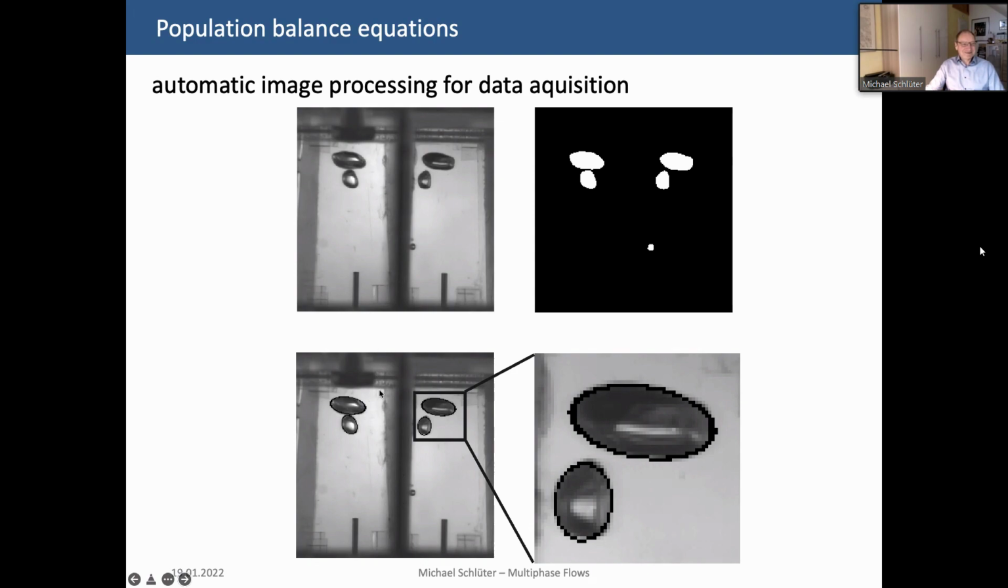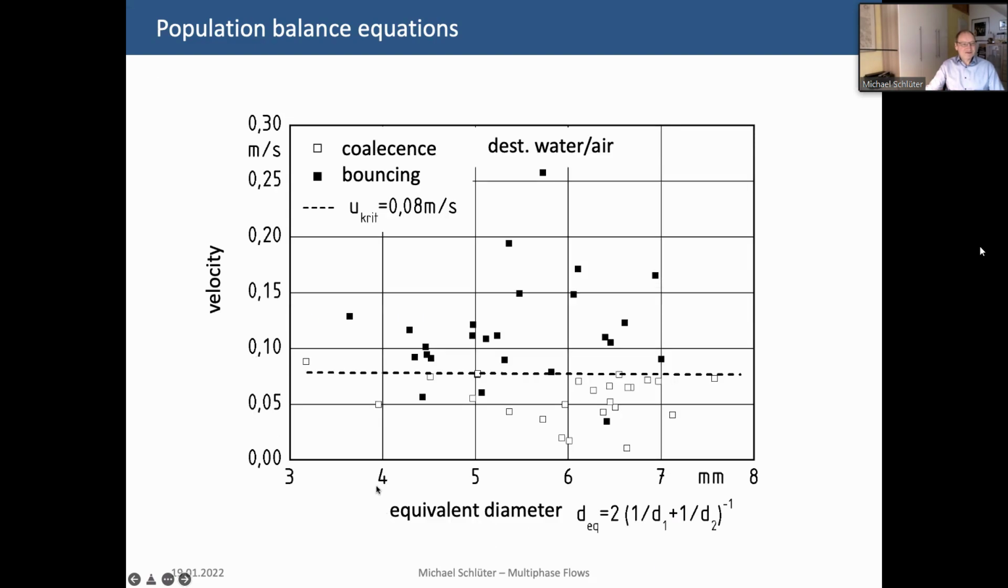These are the bubbles, how they are created, how they come together, and then we use some image processing to separate the bubble here, and then it's possible to calculate whether they coalesce or not. And then you get these kind of results. Here's the velocity of the bubbles, and here we have the equivalent diameters of the bubbles.